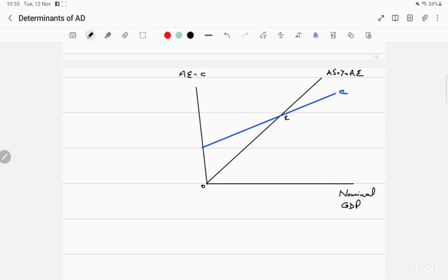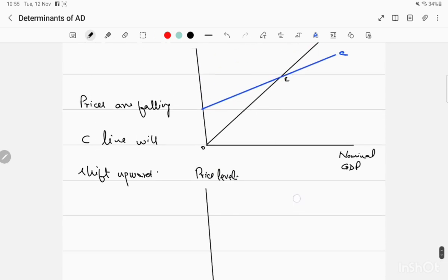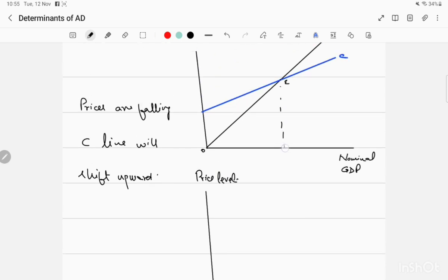So when prices are falling, the consumption line will shift upward, or there is an increase in wealth. In the lower diagram I will draw the aggregate demand line, which we studied in yesterday's lesson. Here I am taking real GDP, and here I am taking the price level. Right now the economy is in equilibrium at this point.